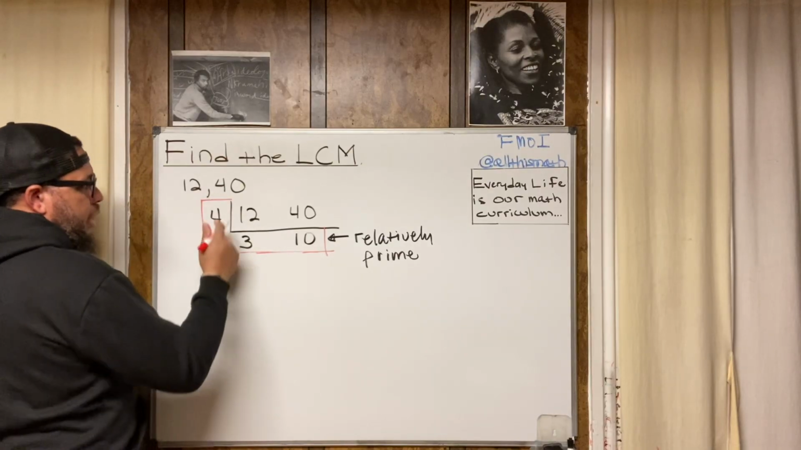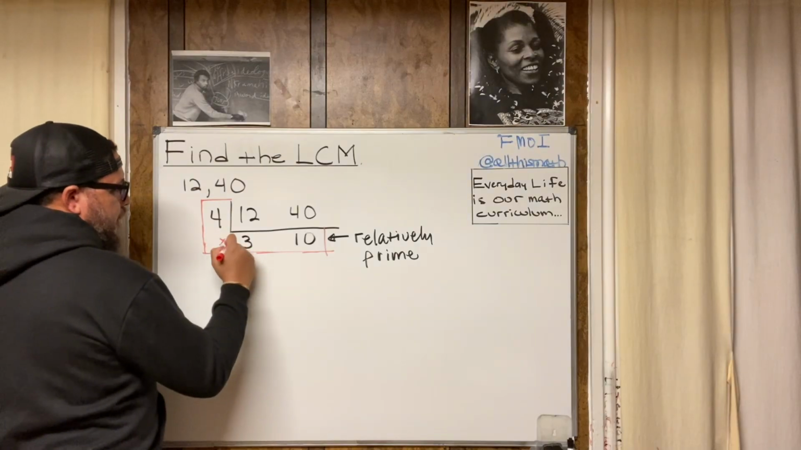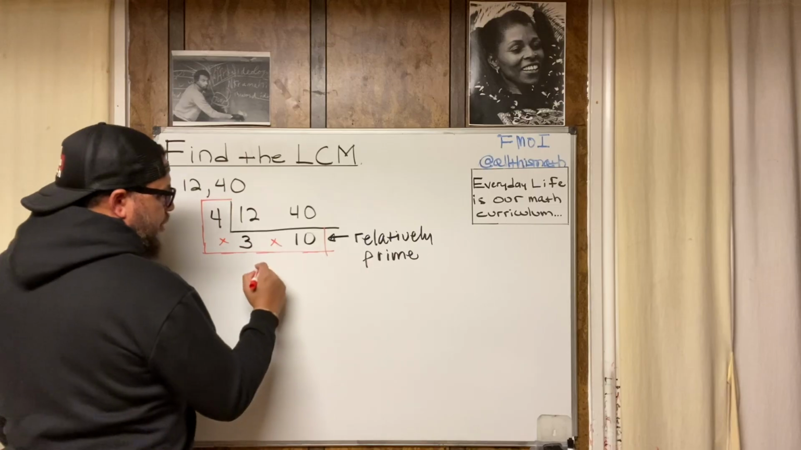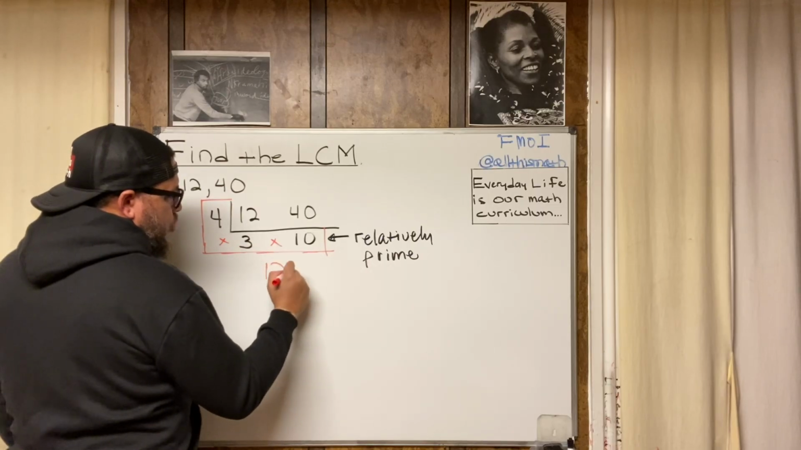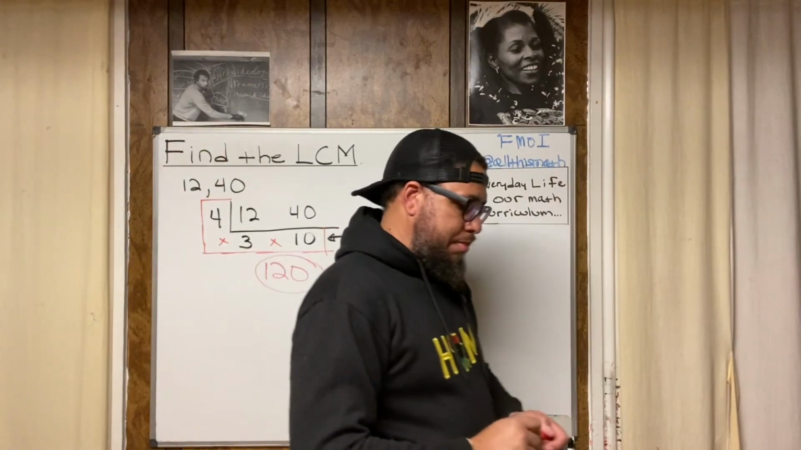Do that. And now you have 4, 3, and 10. So what you do is multiply the 4 times the 3, and then that product times 10. 4 times 3 is 12. 12 times 10 is 120. So like we said, 120 is the LCM.